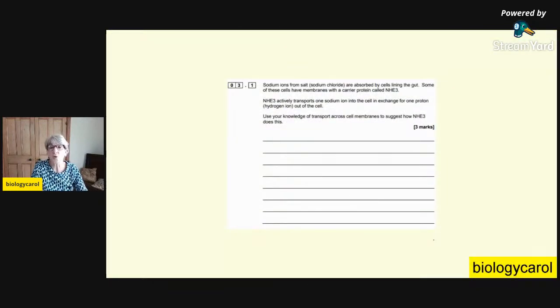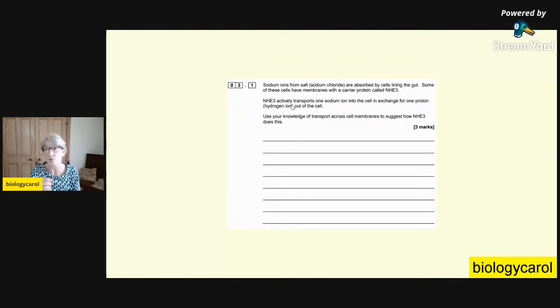Sodium ions are absorbed by cells lining the gut. Some of these cells have a carrier protein called NHE3. NHE3 actively transports one sodium ion into the cell and one proton, or hydrogen ion, out of the cell in each turn. Use your knowledge of transport across cell membranes to suggest how it does this.